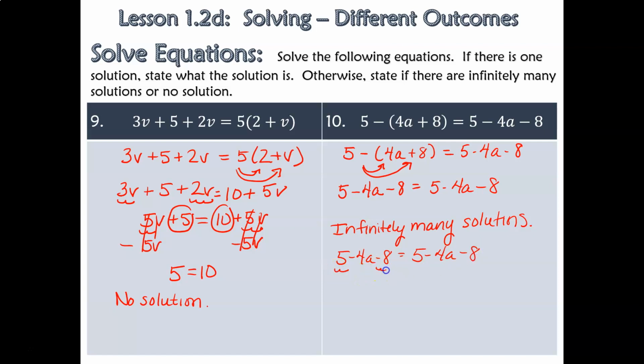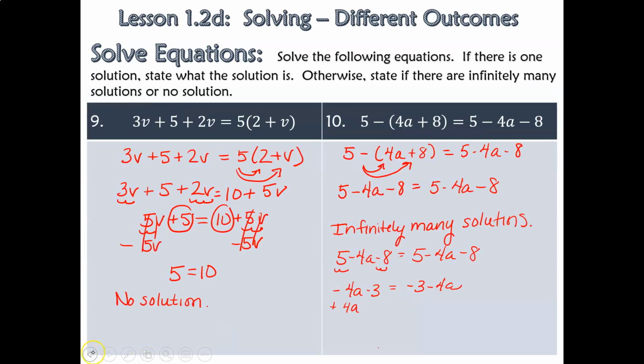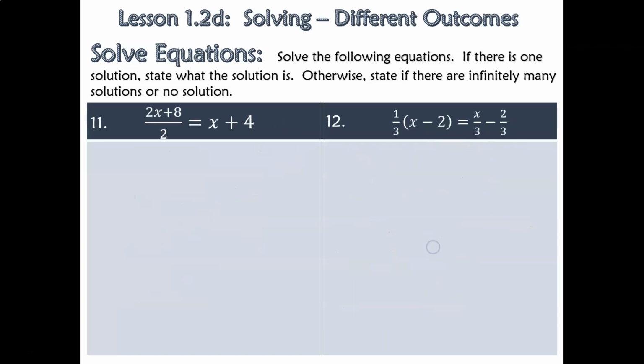So I have 5 and -8 together, which is -4a minus 3. And here, it's -3 minus 4a. If I add 4a to each side, whoops, I have -3 equals -3, and they are equal. Okay? All right, 11. So I have 2x plus 8 over 2 equals x plus 4.